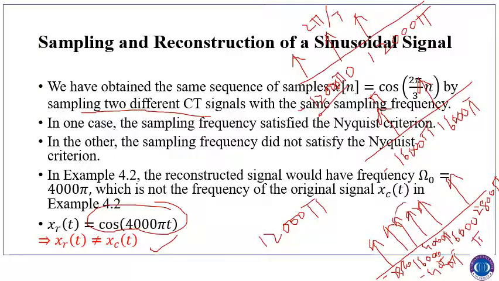So if we recover, we are going to recover these two copies, that is 4,000 pi and minus 4,000 pi. So that's why our recovered signal is cos 4,000 pi t, which is not equal to cos 16,000 pi t. So the point to make here is that if we have the same sampling frequency but the original signal is changed, we will obtain the same sequence of samples.